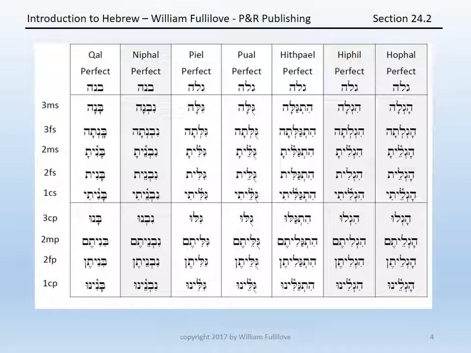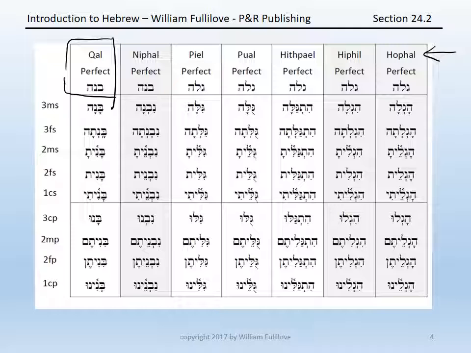All the derived stems in the perfect show the same behavior that you have seen in the Qal already. So if you memorize the Qal perfect of bana, the memory paradigm, and pay attention to the tip-offs for the Nifal, Piel, Pual, Hitpael, Hifil, and Hofal, all the derived stems, you'll be able to parse and figure out the forms without memorizing every paradigm for each of the derived stems.